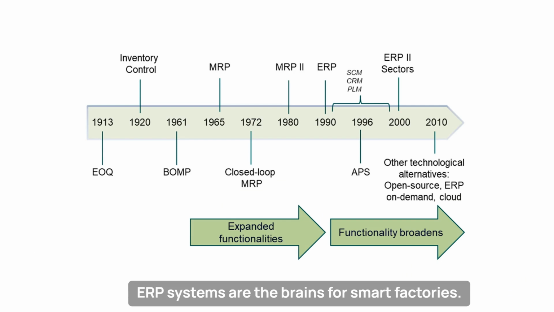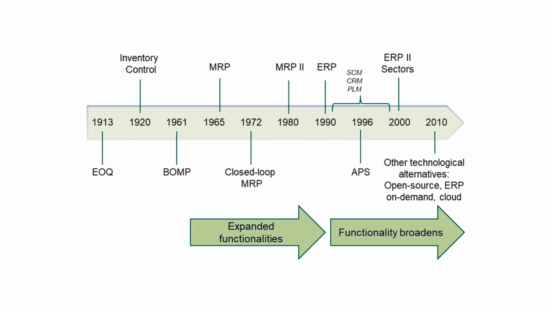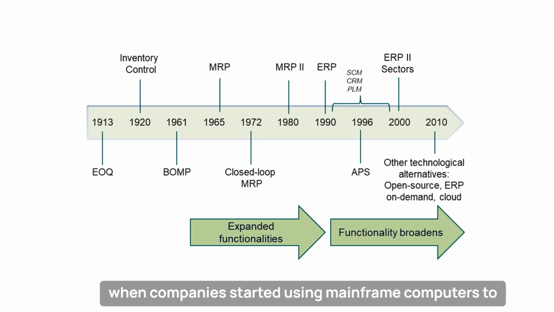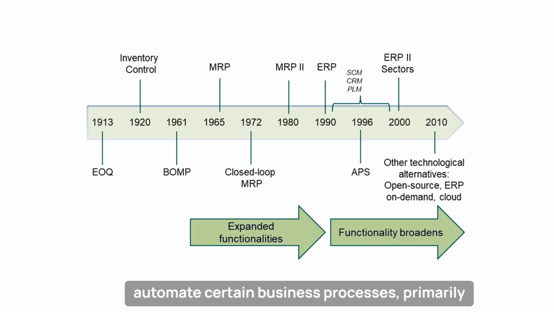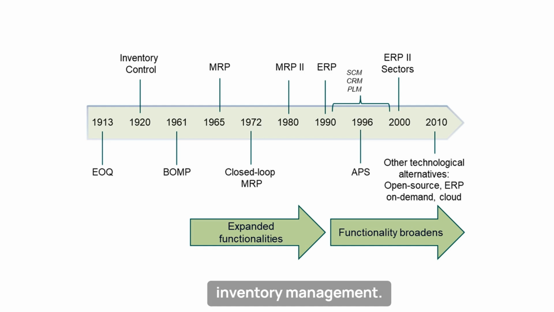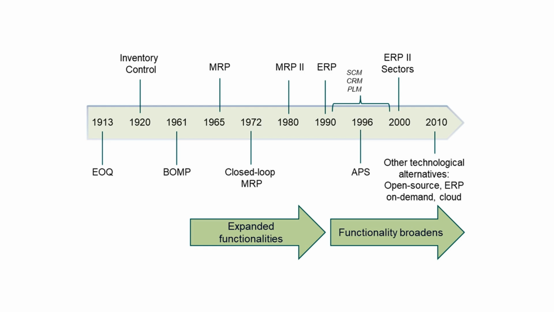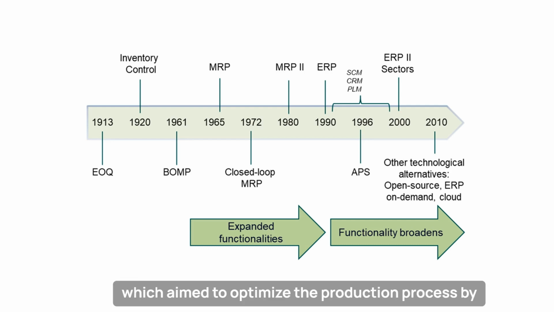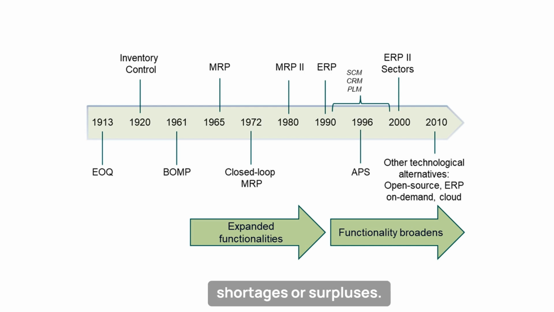ERP systems are the brains for smart factories. The history of ERP dates back to the 1960s and 1970s, when companies started using mainframe computers to automate certain business processes, primarily inventory management. At that time, the focus was on MRP systems, which aimed to optimize the production process by calculating the most effective way to allocate resources, minimize inventory levels, and prevent shortages or surpluses.